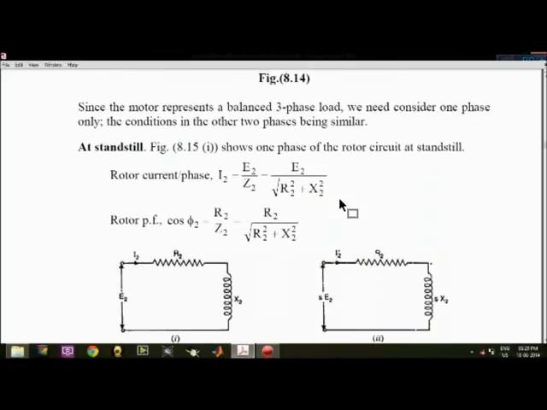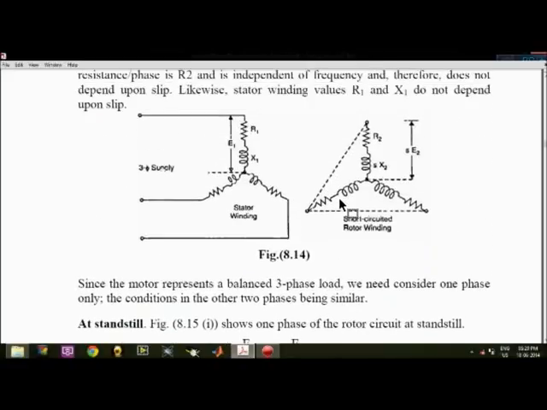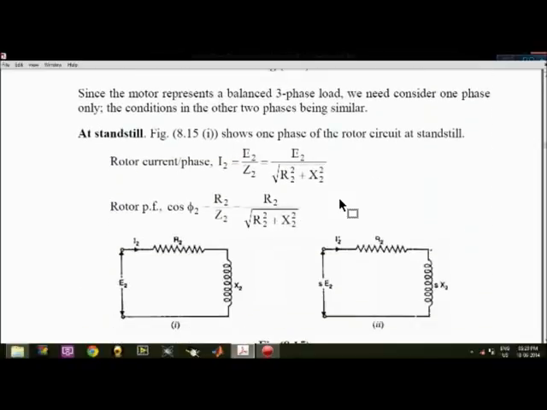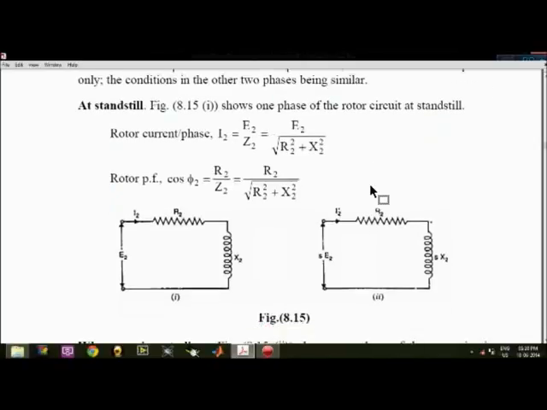Now at standstill condition, how will we calculate the rotor speed? This is a 3-phase supply given to the induction motor, and at standstill the rotor current per phase I2 is given as net EMF by net impedance, which comes to E2 by square root of R2 square plus X2 square. The rotor power factor we can calculate as net resistance by impedance, equal to R2 by square root of R2 square plus X2 square. These are some formulas required for the numerical part.